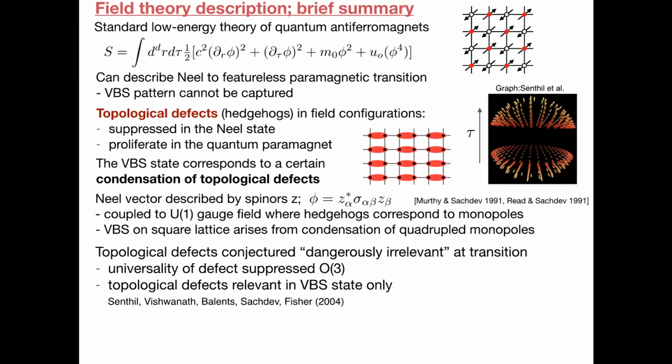So again, I'm not an expert, but I hope I know what the theory talks about and how we can test it. One thing here: this VBS pattern breaks Z4, and that was conjectured to be similar to what you have in a clock model. If you take a 3D XY model and add a clock perturbation, we know that that's dangerously irrelevant, so the universality class is still that of the XY model.